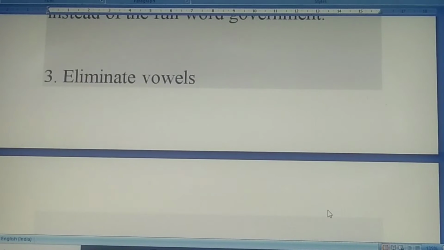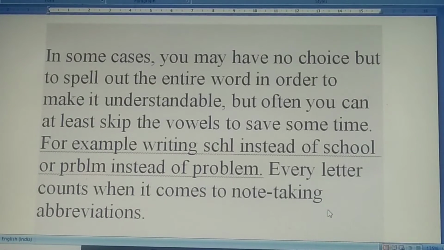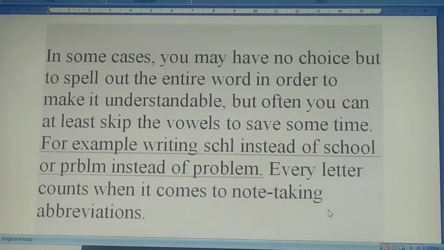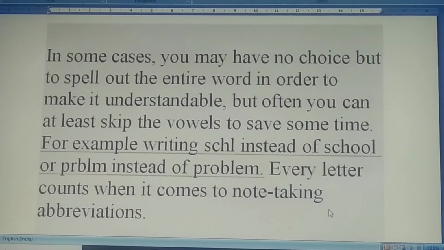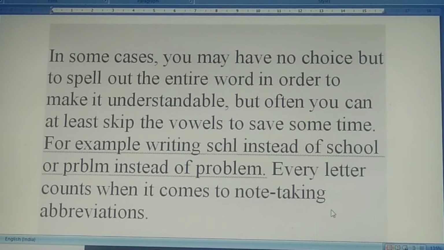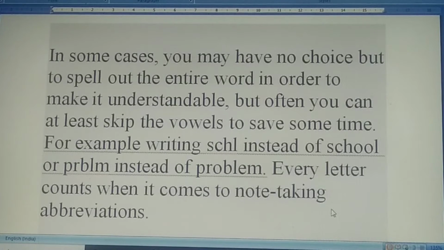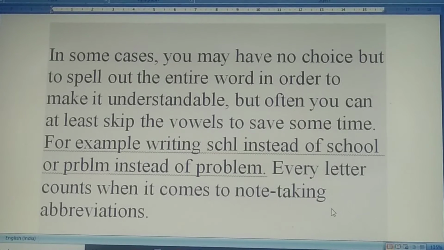It is always better to remove the vowels. What are vowels? You remember, A, E, I, O, U. So it is better to remove the vowels. In some cases you may have no choice but to spell out the entire word in order to make it understandable, but this is very rare. Most of the time you can abbreviate, but often you can at least skip the vowels to save some time. For example, SCHL instead of school, or problem, PRBLM.